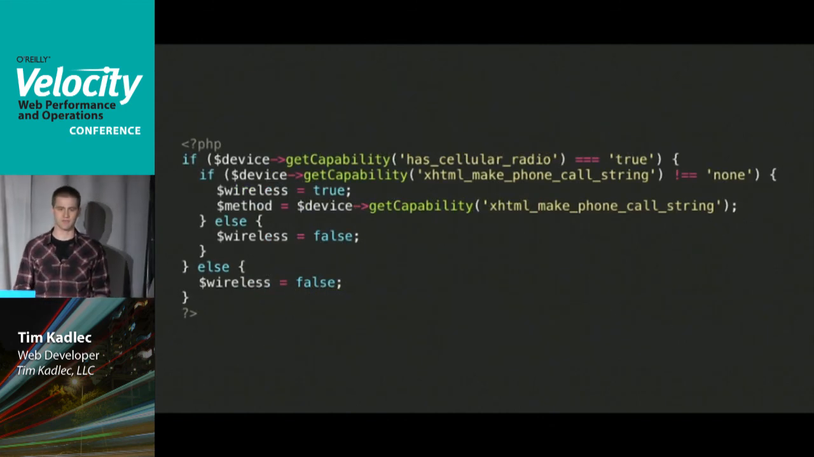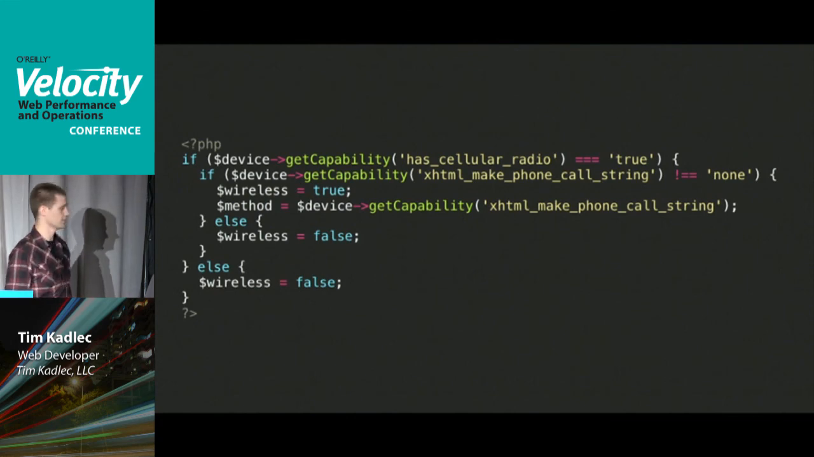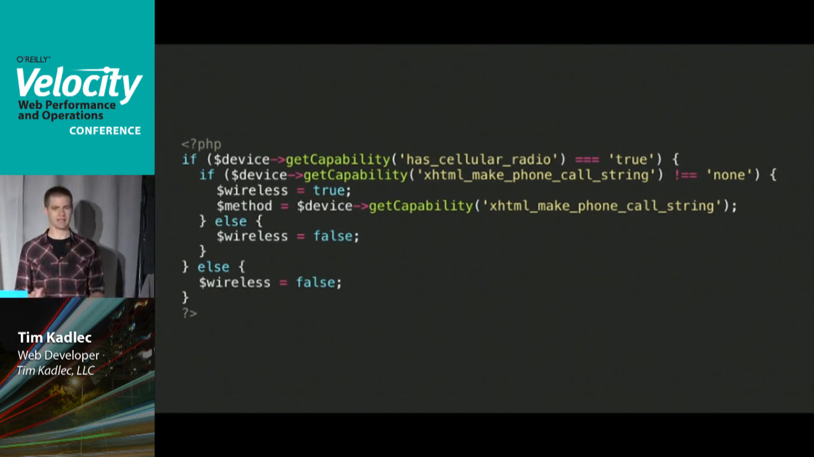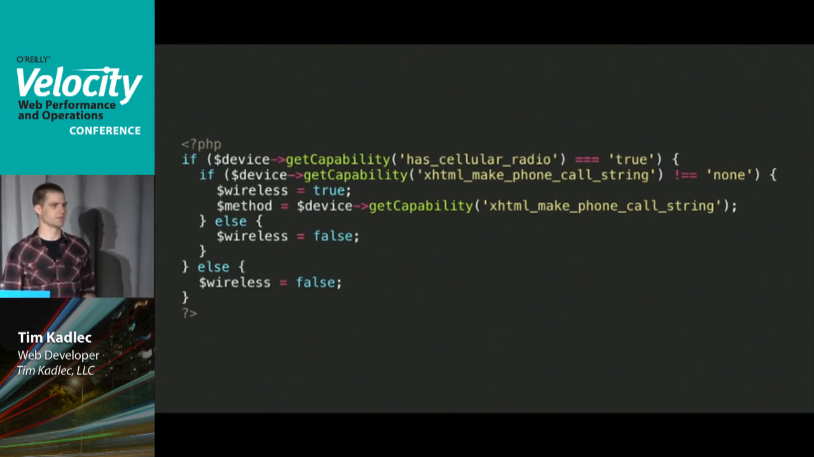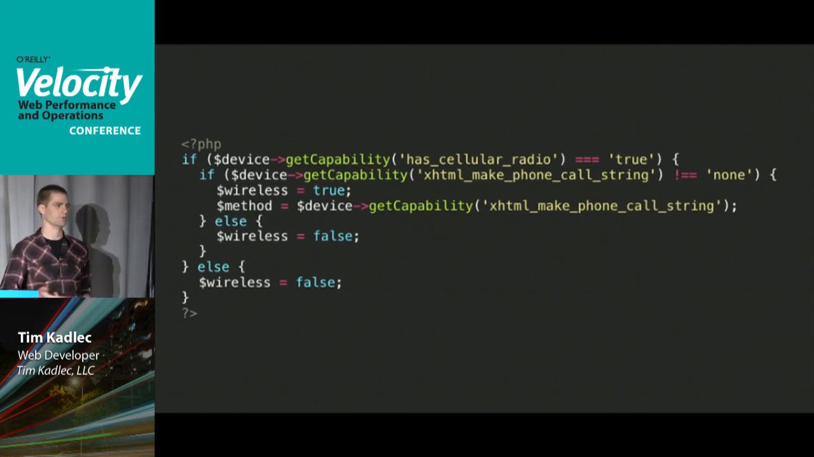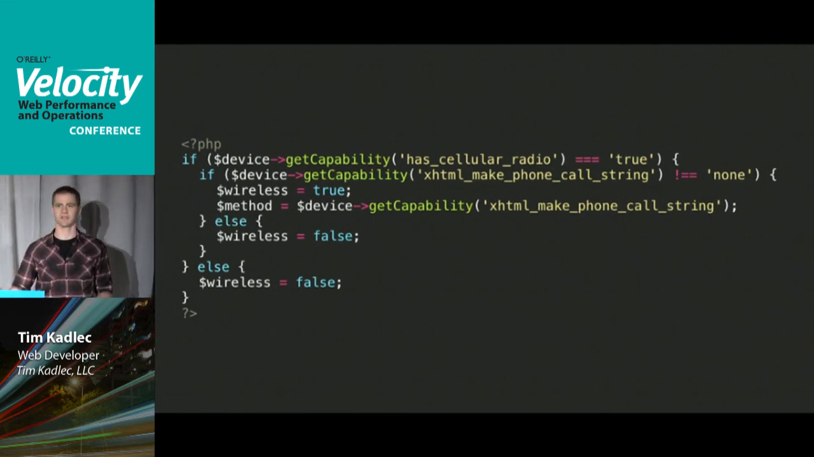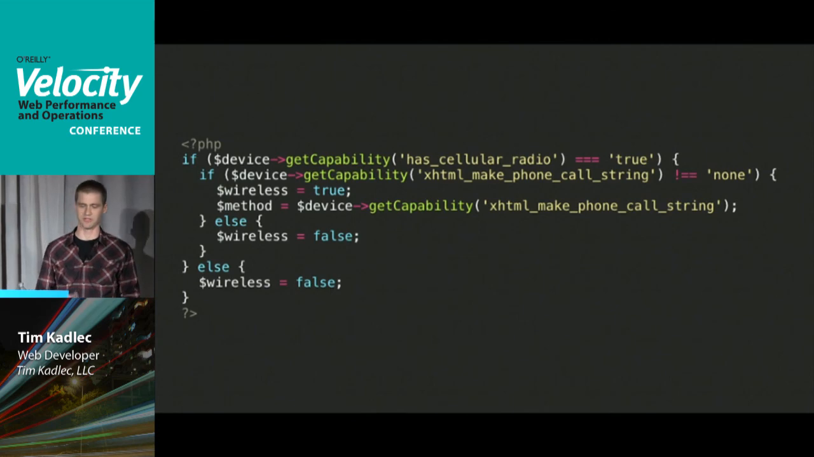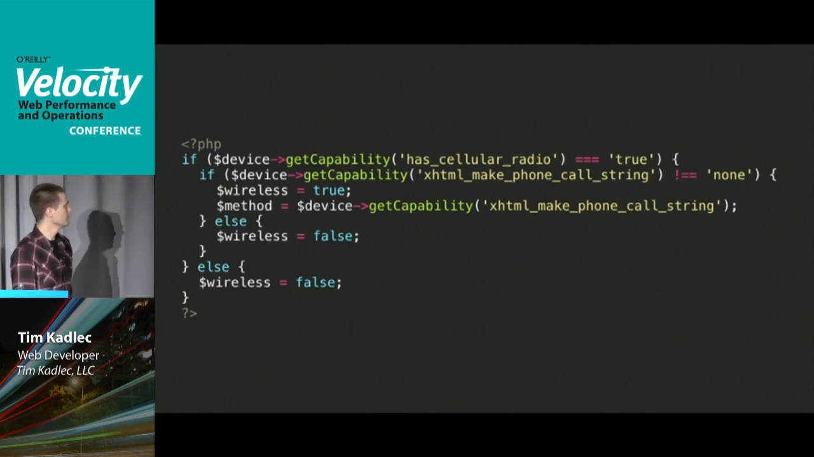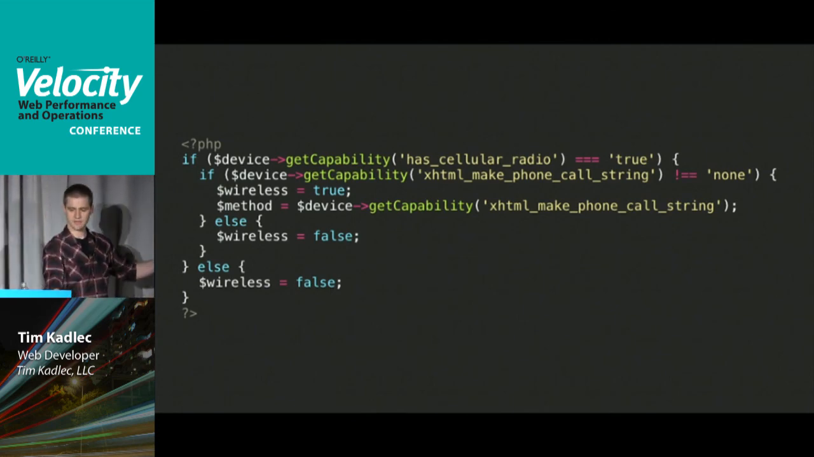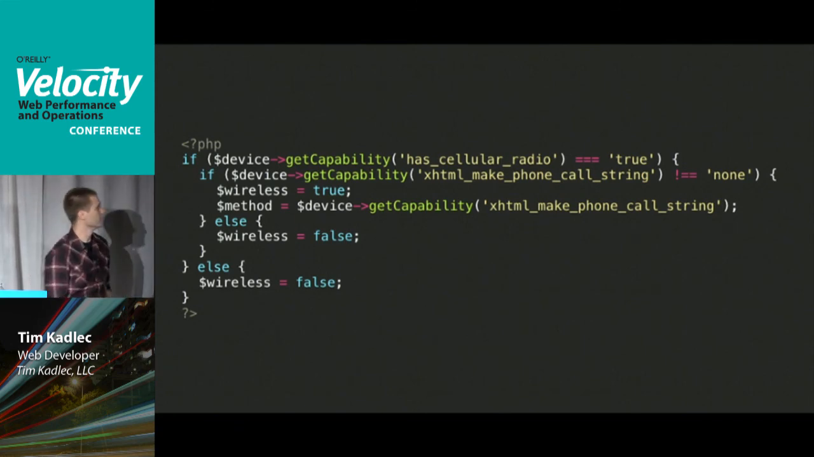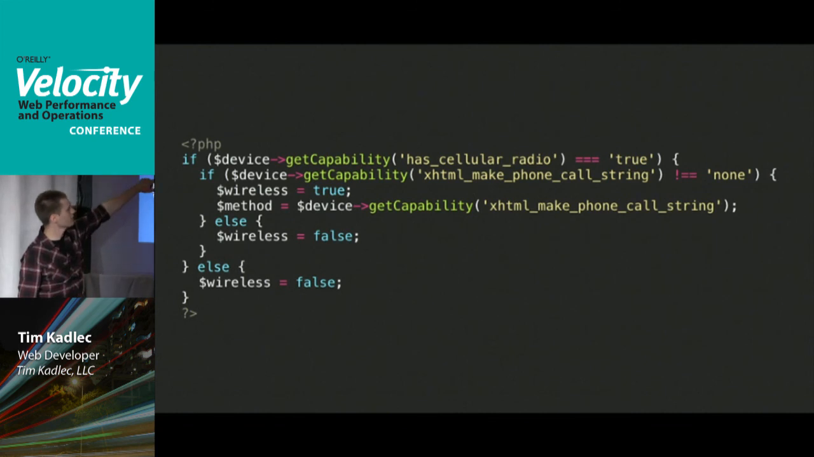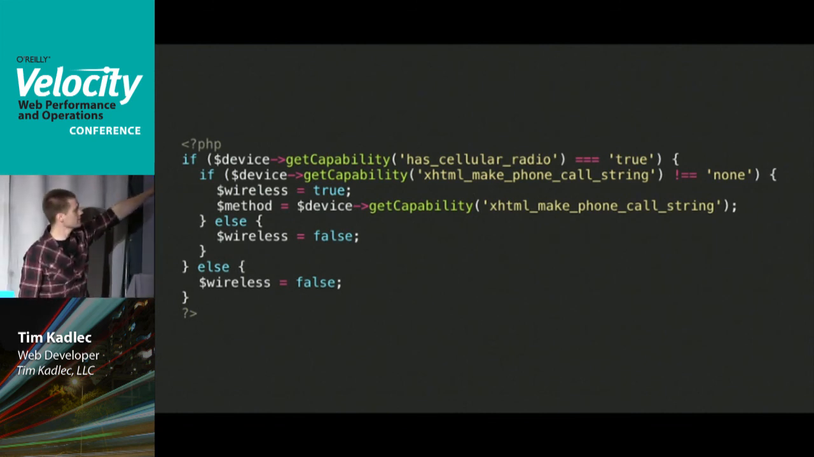The examples I like to use are from WURFL, which is another one that's available. It's technically not always commercial, but you're probably never going to use the free version, because you have to have your code basically available online, which for most companies is a no deal. So you're probably going to pay for it if you use it. But in this case, you can get the device capability if it has a cellular radio connection. Does it support the make a phone call string? Then we know it's a wireless device.